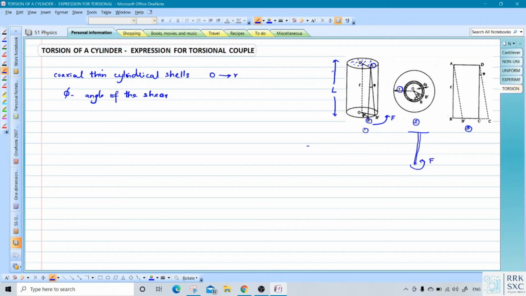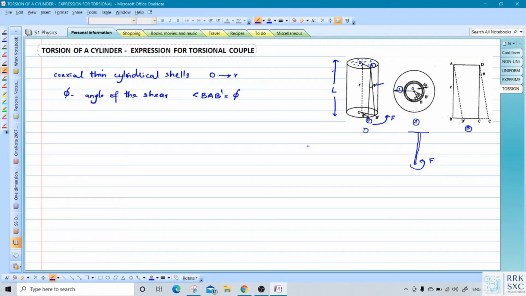Mathematically you can represent it as angle BAB dash is equal to phi. So that is evident from the figure. This is B, then BAB dash, you will have this angle phi, and that is the angle of shear. Okay, now what is the implication of the third figure?